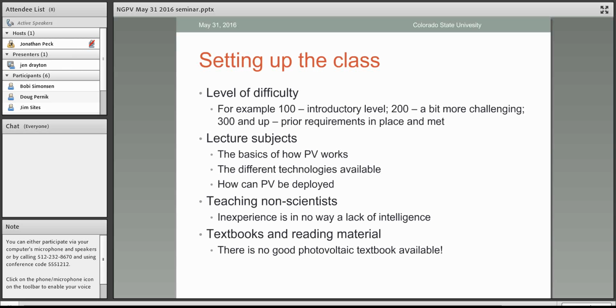So when choosing lecture subjects, I had to really choose how I wanted to present this because my students were from very varied backgrounds. They did have general physics and general chemistry, but they didn't have solid state physics, and a lot of them didn't have a lot of experience with circuit design or understanding how power's collected through even a battery. So we had to go through some really basic stuff to start.